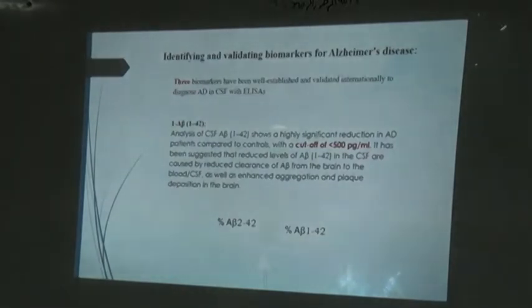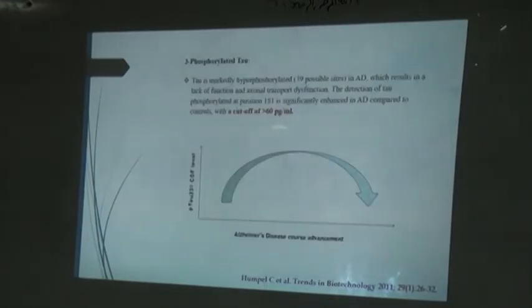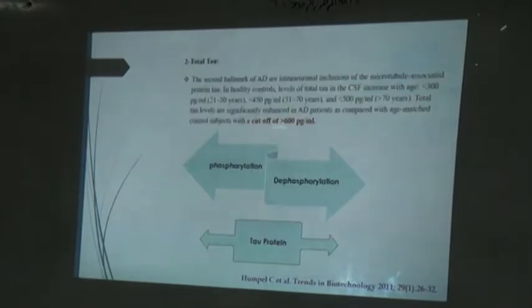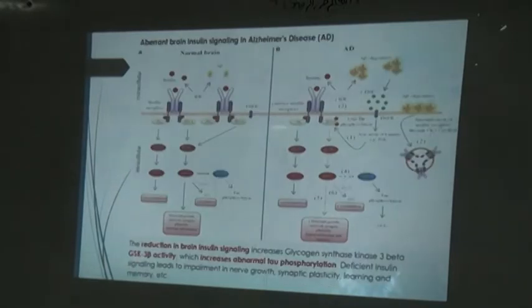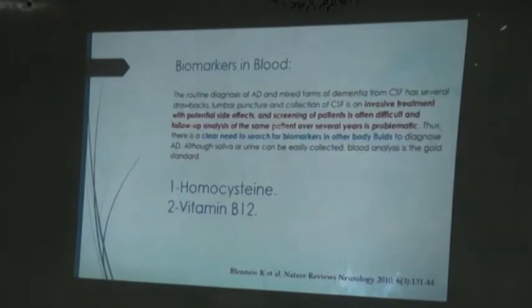Okay, what are the biomarkers of Alzheimer's dementia? First, the CSF. Beta amyloid 42 is decreased in the CSF because it aggregates in the brain. We have increased total tau and phosphorylated tau in the CSF. So we have decreased beta amyloid 42, increased t-tau and p-tau. So we need to search for biomarkers in blood. It's less invasive, with easier follow-up.